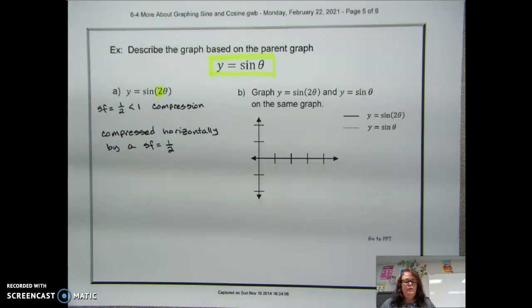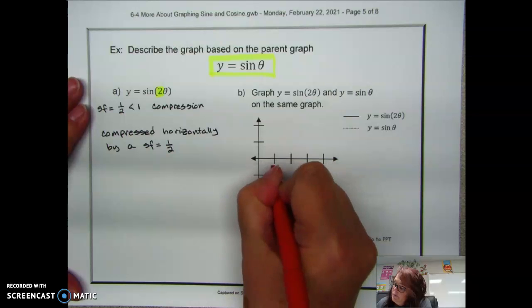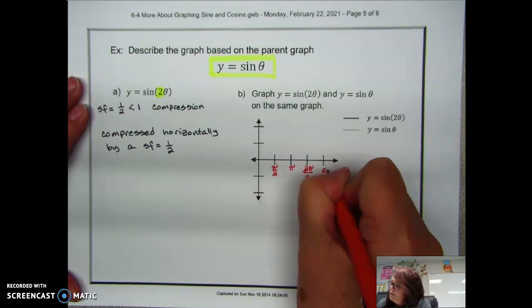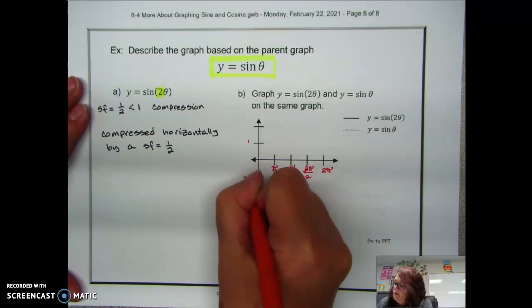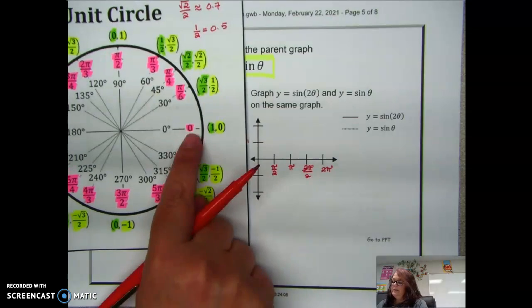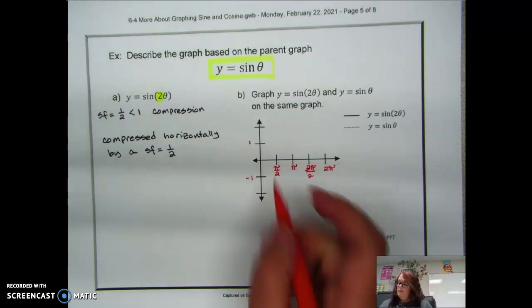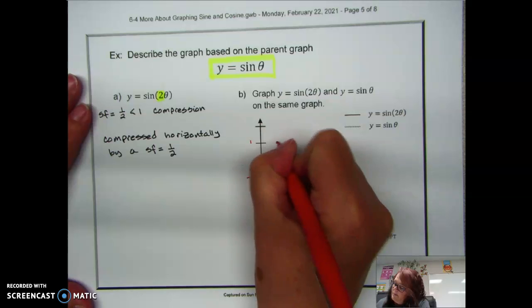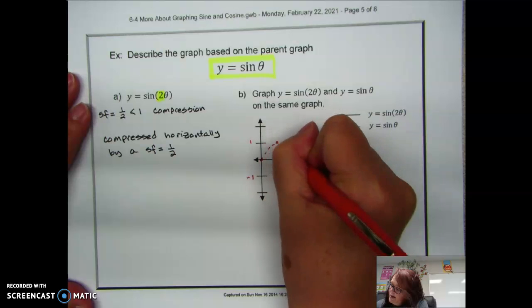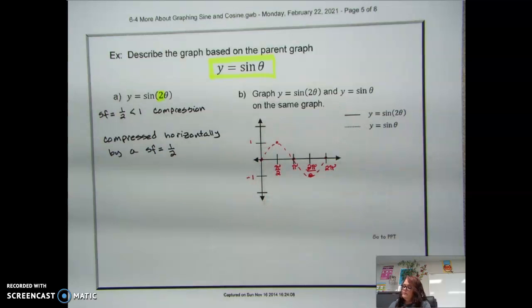All right, so if we take a look at these graphs, notice again, we're going to do a dashed line for y is equal to sine of theta. So this would be pi over 2. This would be pi. This would be 3 pi over 2. And this would be 2 pi. And my height is 1 or -1, right? And then again, back to the unit circle, the sine of 0 is 0. And then for sine, we make a hill and then we make a valley. So this is the graph of my parent function.